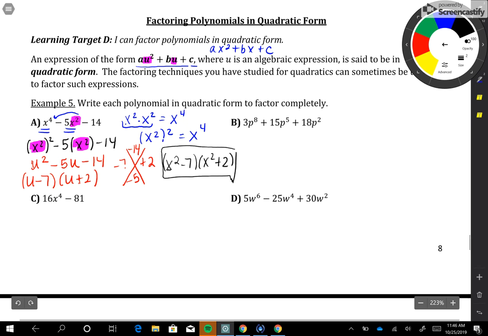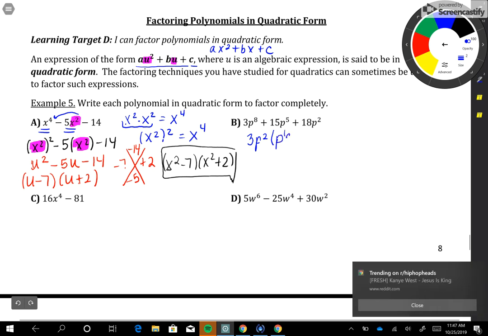Okay, letter B. 3p to the 8th plus 15p to the 5th plus 18p squared. This one I think has a GCF, so we first need to take that out. So 3, 15, and 18 are all divisible by 3, so go ahead and take out a 3. And then from all my p's, I can also take out a p squared. So divide all these coefficients by 3 and reduce all my exponents on p by 2. So I'm actually going to end up with just p to the 6th.